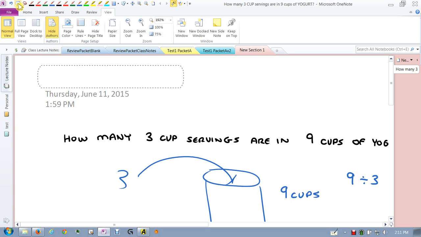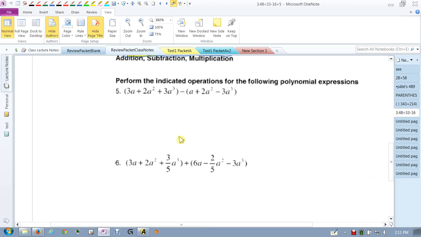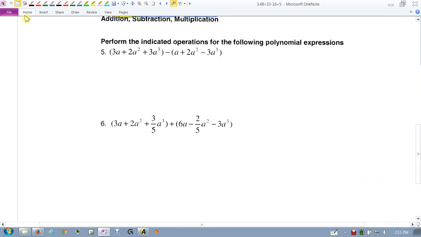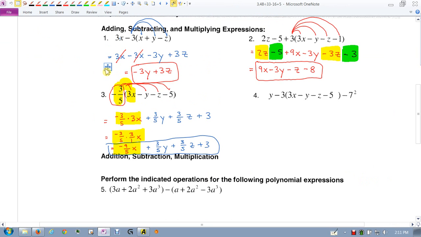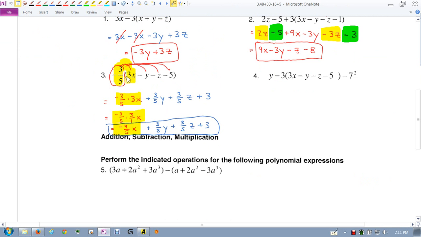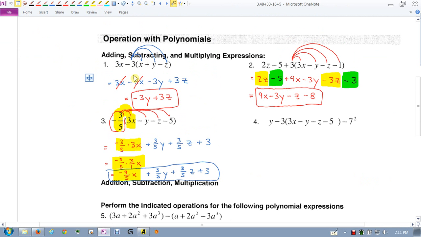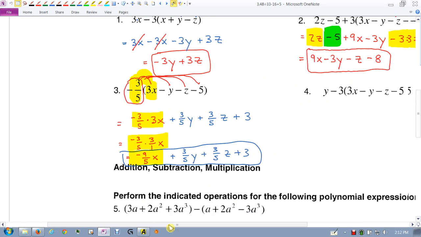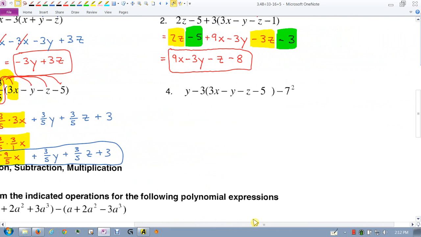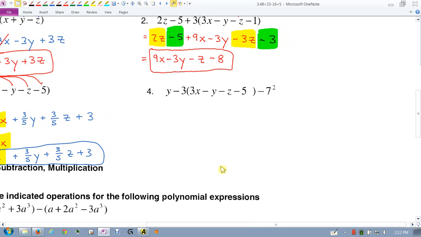All right, we left off last time right here. Remember this? We were on page, what was it, 11? And we had worked through the first 4 problems. We were doing operations with polynomials. And now it's time to continue. And we were trying to do the operations correctly on this expression.